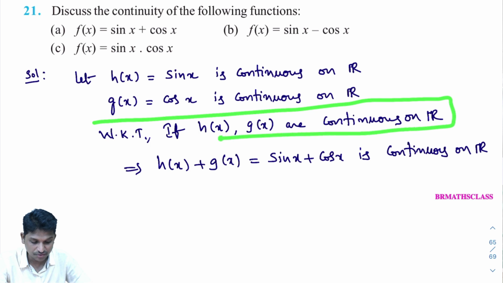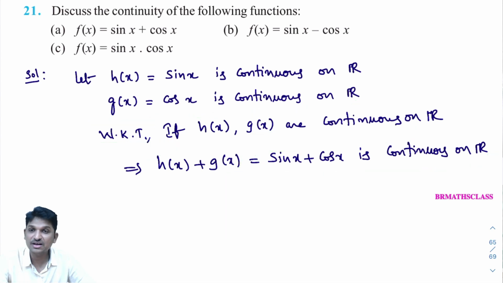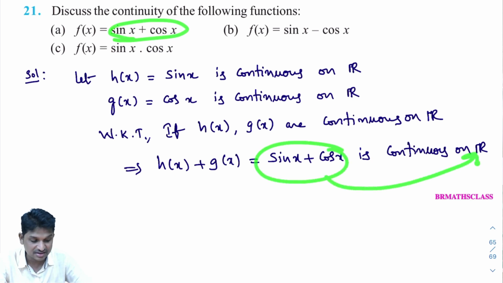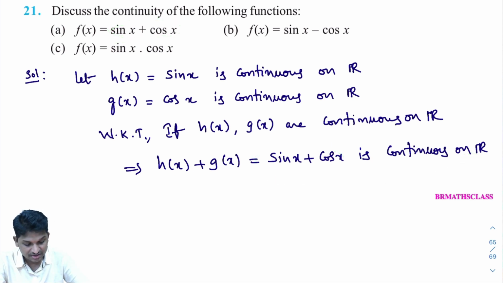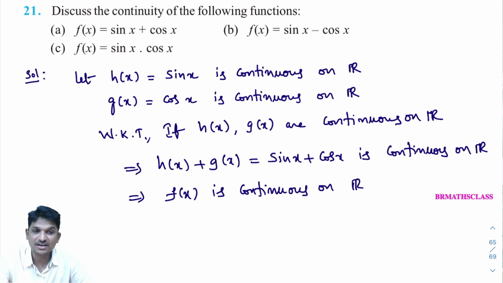If h of x, g of x are continuous on R, then h of x plus g of x is continuous on R. So here what they are asking in the question, f of x is sin x plus cos x. Sin x plus cos x is continuous on R? Yes, it is continuous on R. So sin x plus cos x is what? That is f of x. That implies f of x, that means the given function, is continuous on real numbers. I hope you understand this.